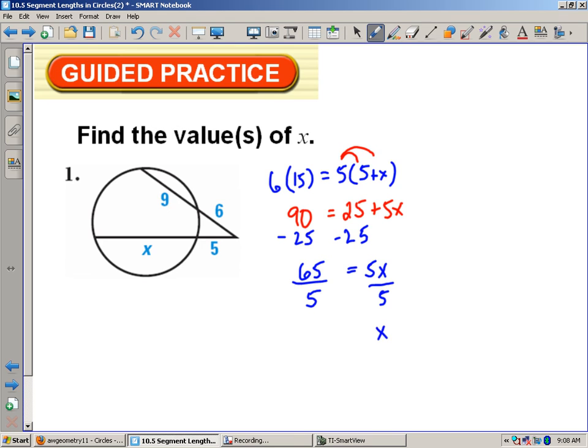And we could check and see if this works, because if I take 9 times 15, that should equal 5 times 13. And so 9 times 15 is 90. Wait, I did something. Oh, oops, this should be 18. There we go. So 9 times 15 is 90, and 5 times 18 is also 90, so we did it correctly. So my x value was 13, which is what I was looking for.